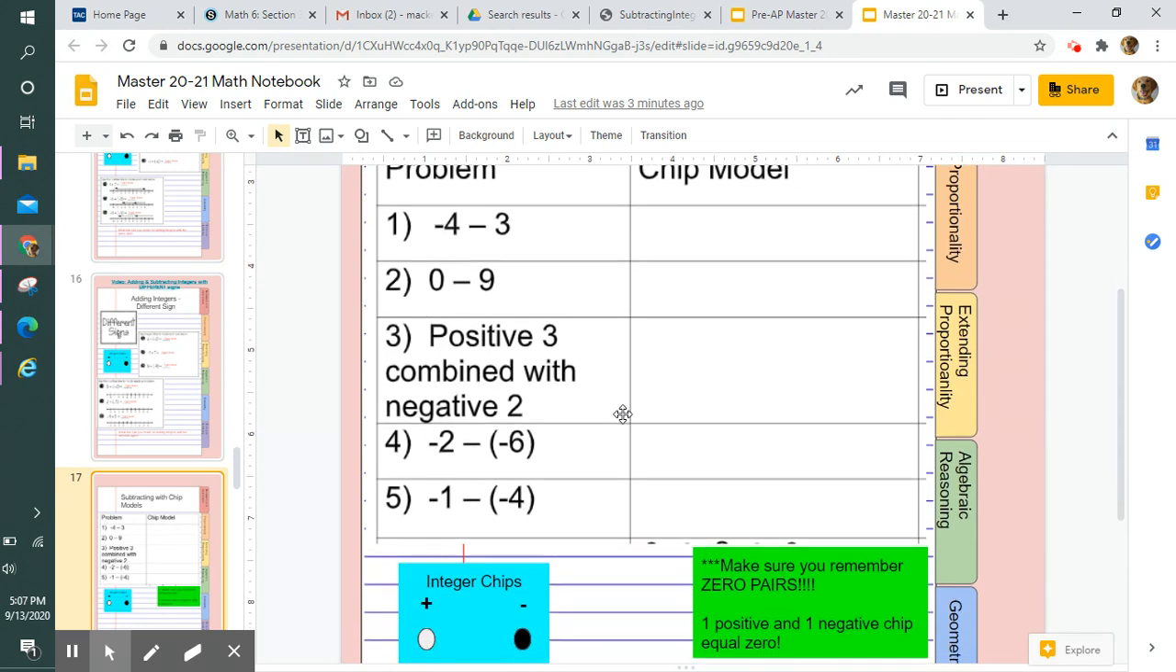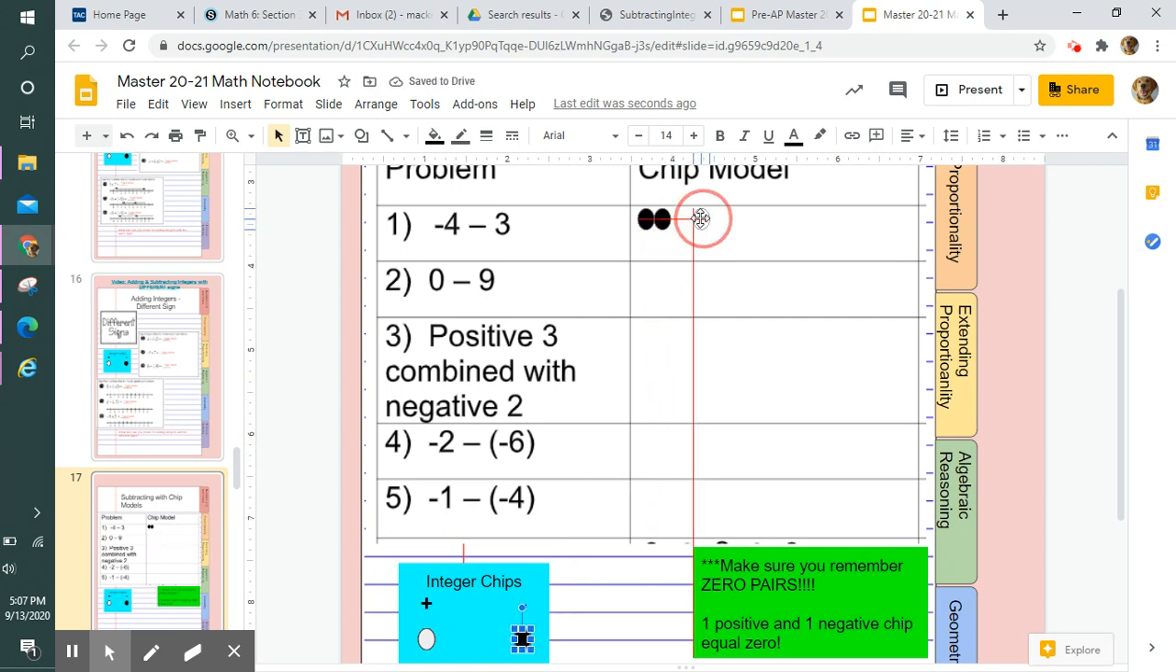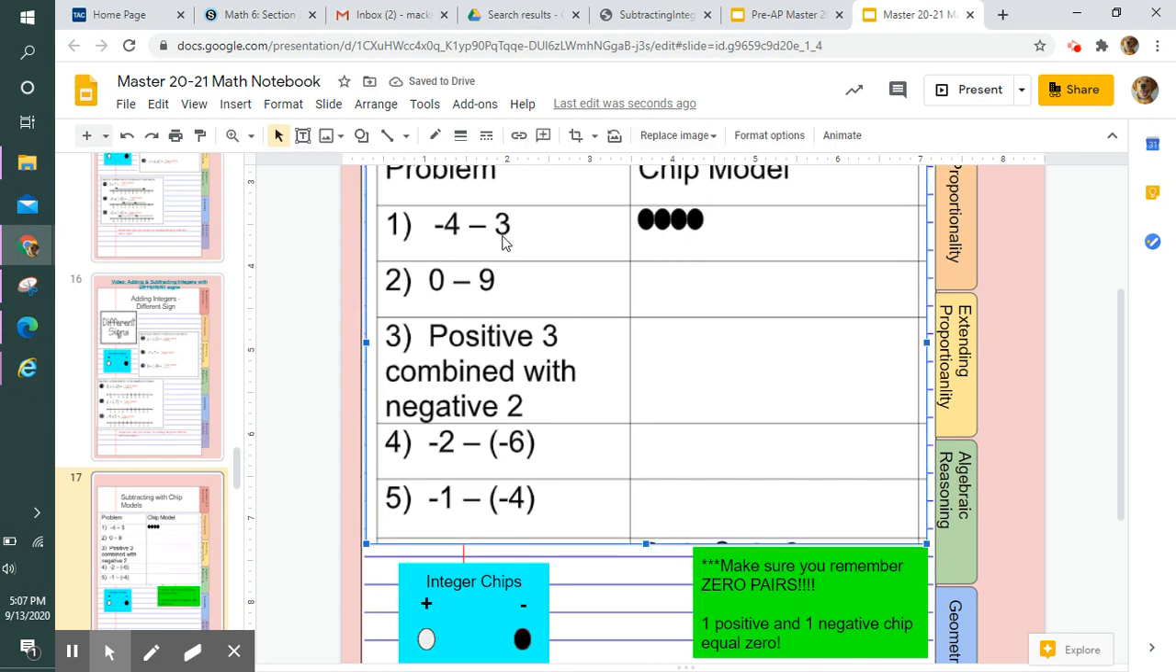So our first problem is -4 minus 3. We're going to put our first number up there, which was -4. So I'm going to take 4 of these negative integer chips and put them in this box. 1, 2, 3, and 4. And then saying minus, or using subtraction, is telling you to take something away. What it wants us to take away is 3 that are positive. Right now, though, I don't have any that are positive.